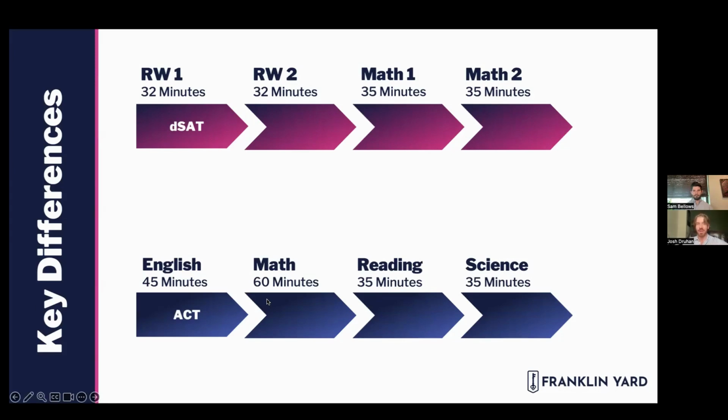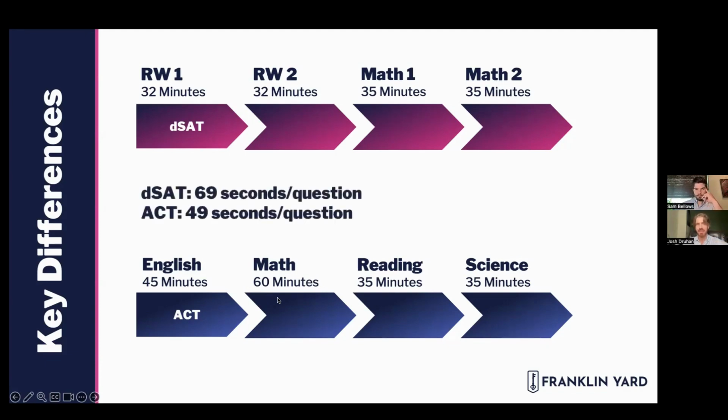Well, the most impactful difference between the digital SAT and the ACT is that the ACT is a much faster paced test. So here are the average times you're given on each test to complete questions. You have 69 seconds on average to answer each question on the digital SAT. And it's 70, by the way, on the paper SAT. You have only 49 seconds on average to complete each question on the ACT. That difference is going to feel huge for a ton of testers, and it can rule out the ACT entirely for some. Now, even if that faster pace doesn't rule the ACT out, it can still be a shock.